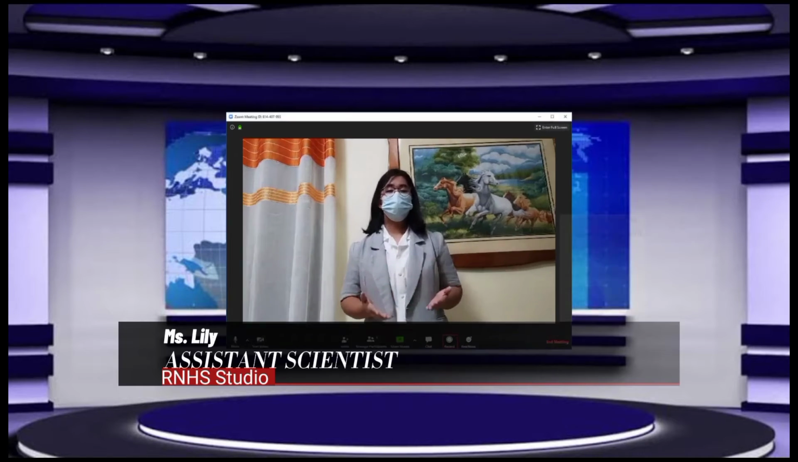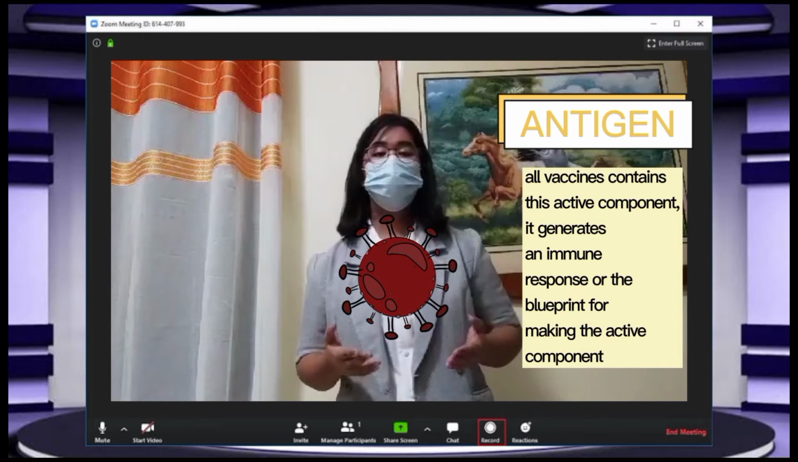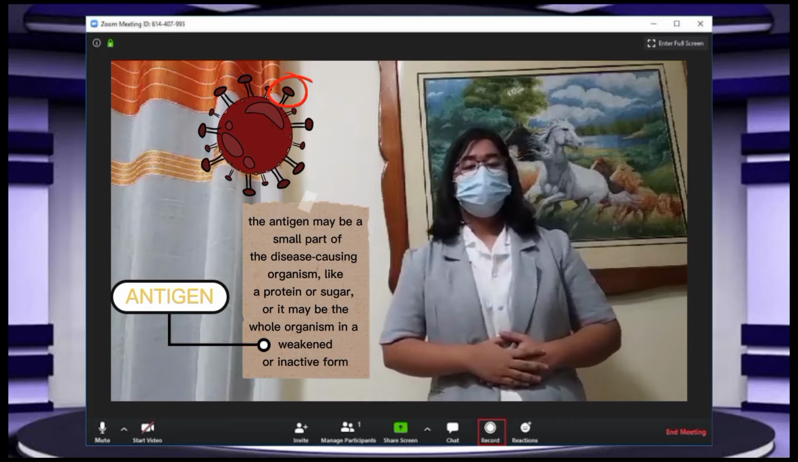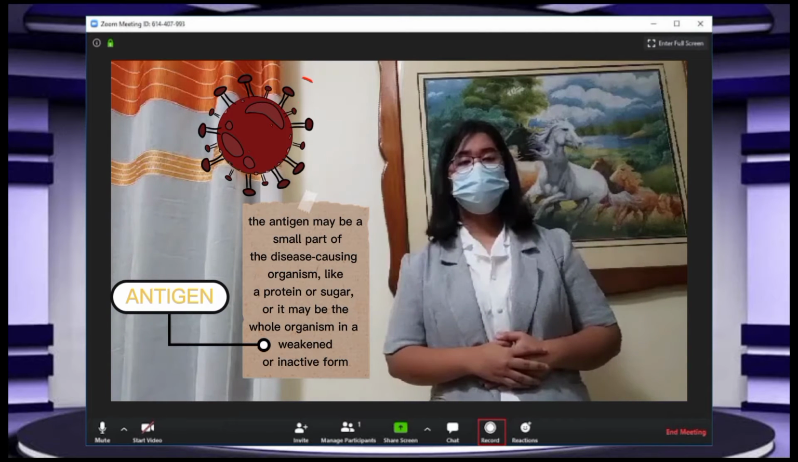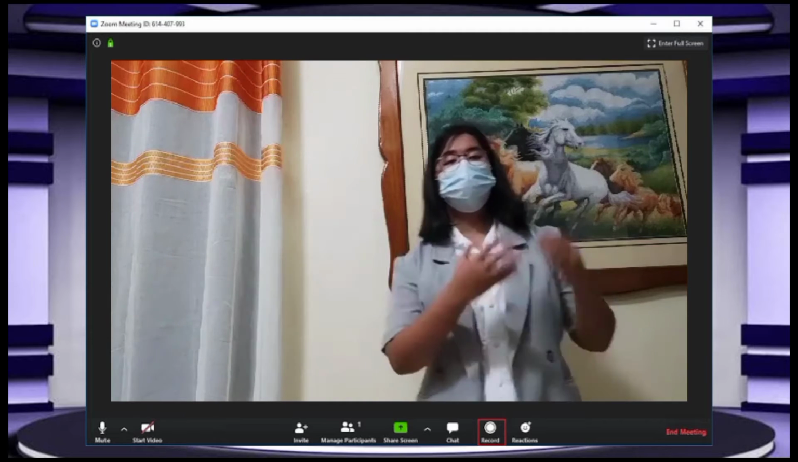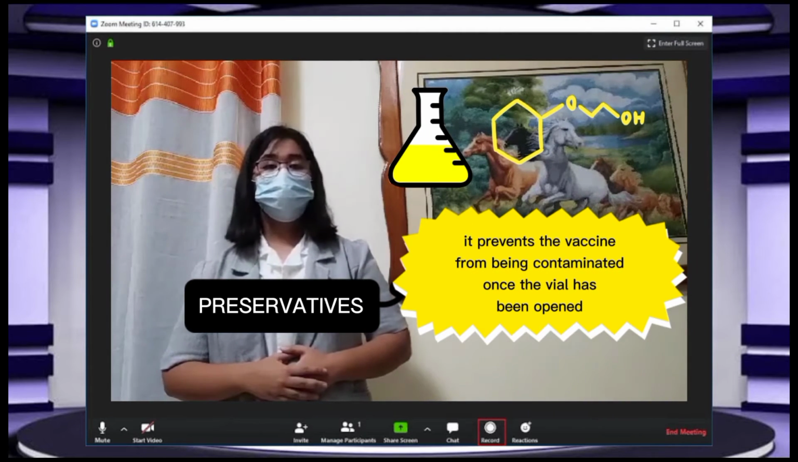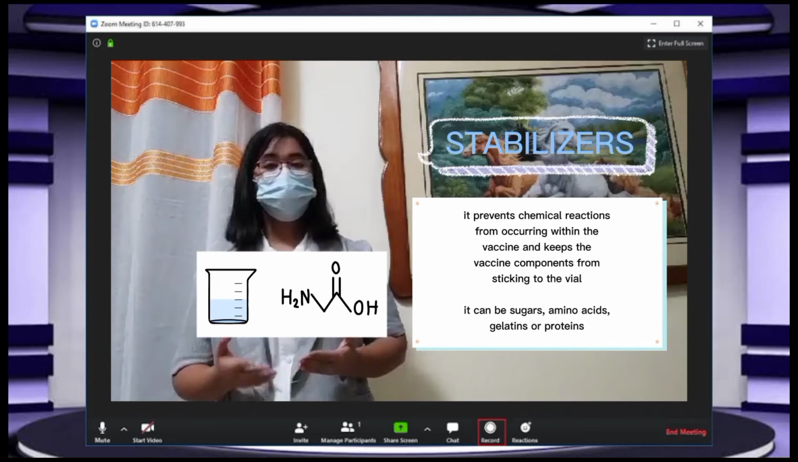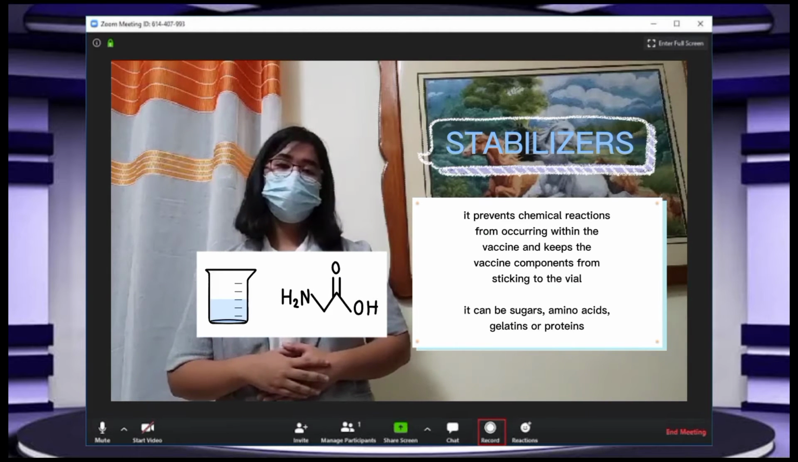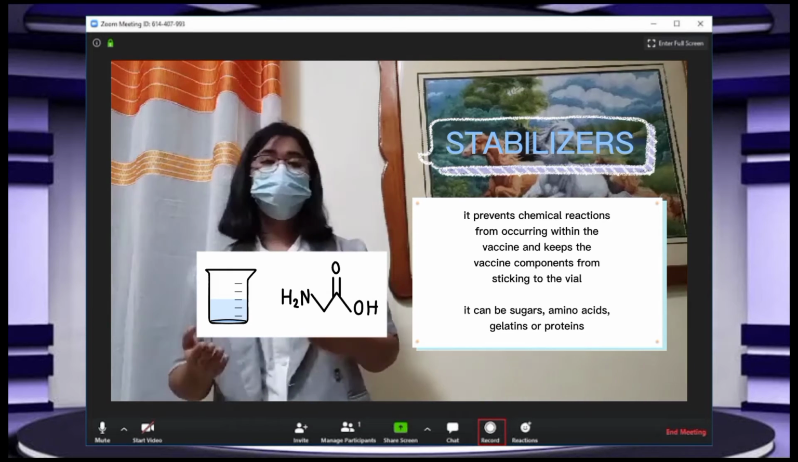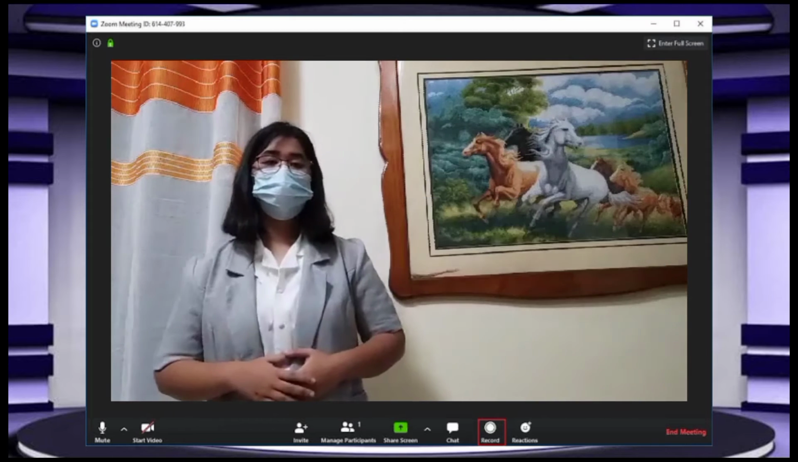Antigen. All vaccines contain this active component. It generates an immune response or is the blueprint for making the active component. The antigen may be a small part of the disease-causing organism, like a protein or a sugar, or it may be the whole organism in a weakened or inactive form. Preservatives. It prevents the vaccine from being contaminated once the vial has been opened. Stabilizers. It prevents chemical reactions from occurring within the vaccine and keeps the vaccine components from sticking to the vial. It can be sugars, amino acids, gelatins, or proteins.